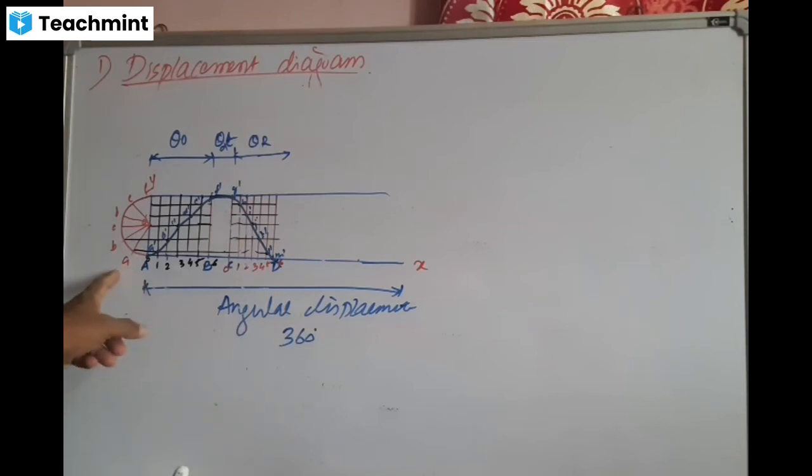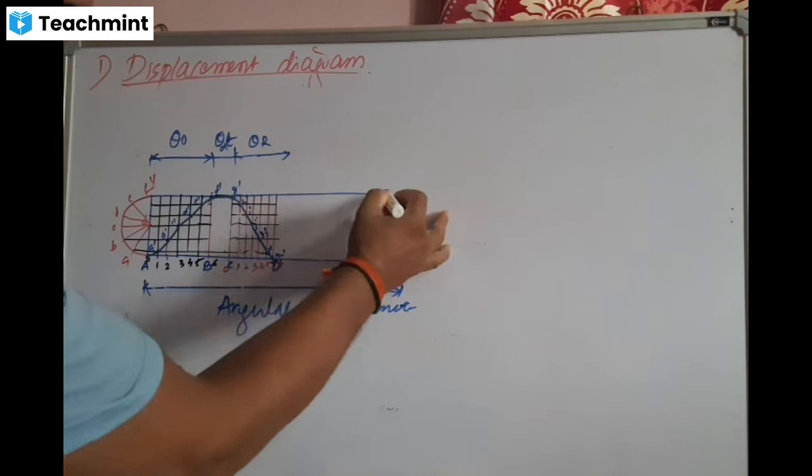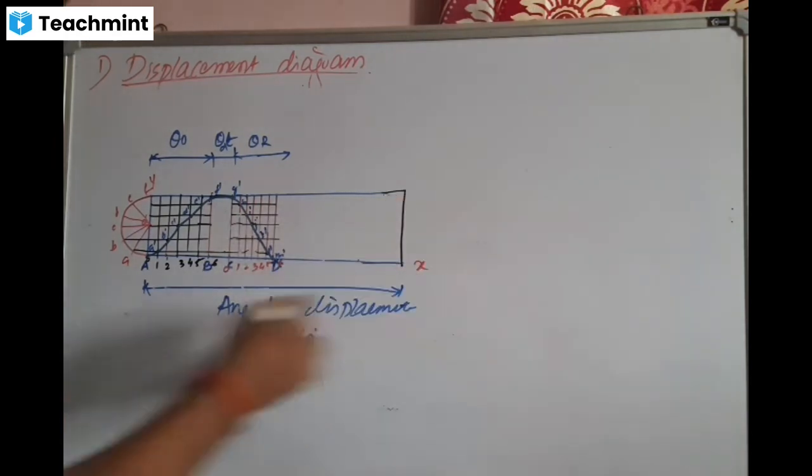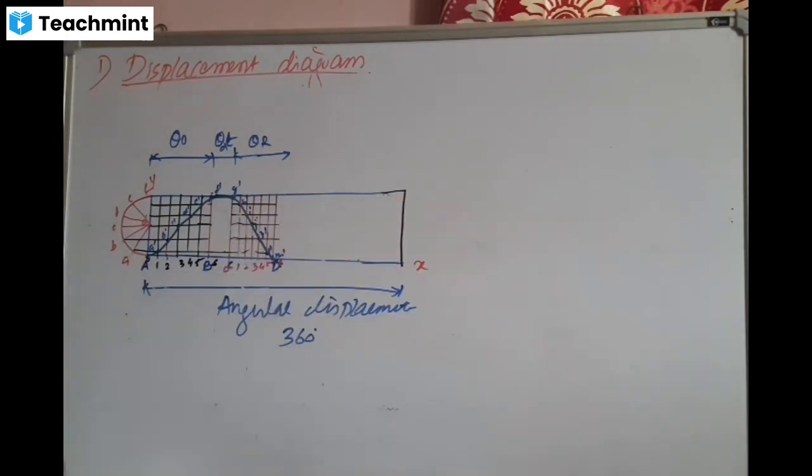Let us take an AX line with a suitable scale. Then, based on the angle of outstroke, the angle of dwell at the top position, or at the rise position, as well as the angle of return, you divide this AX line, that is the angular displacement line, into the required degrees.